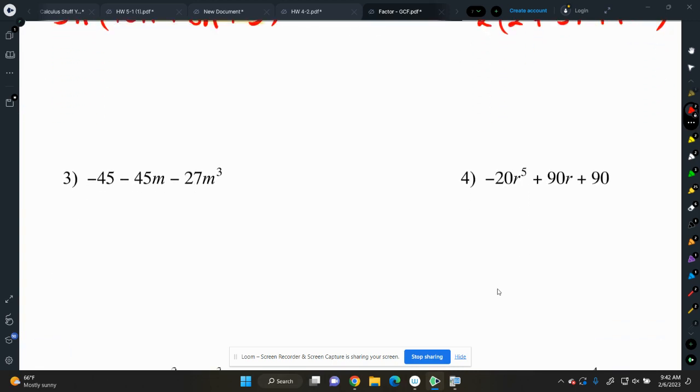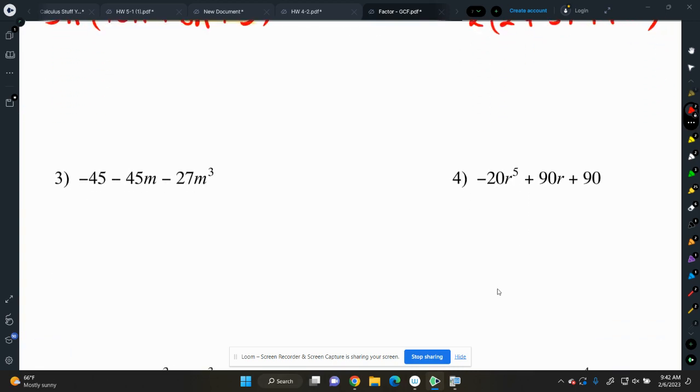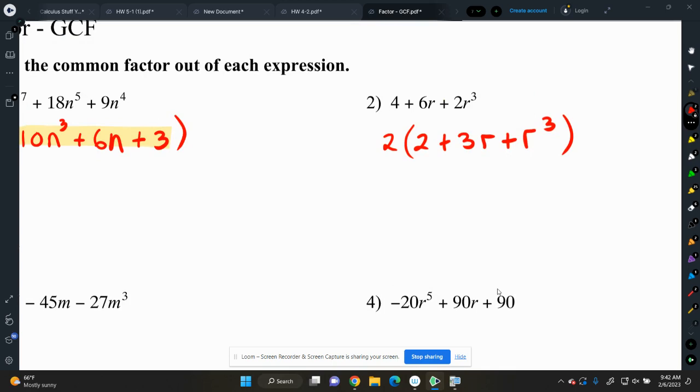On this next one, on number 3? No, for I put 1 r to the third. Oh, I'm sorry. I thought you said 9. You could put a 1 there if you want to. You don't have to. Anytime it's a 1, you don't have to. But it's not wrong to put it there.